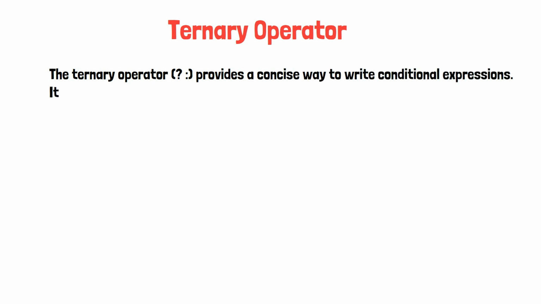Ternary operator. The ternary operator, ?:, provides a concise way to write conditional expressions. It's a shorthand for simple if-else statements.